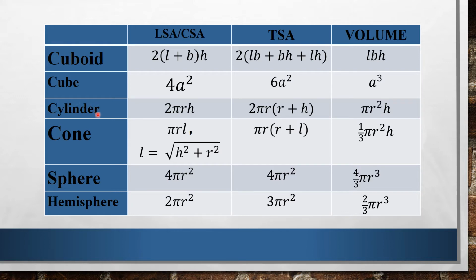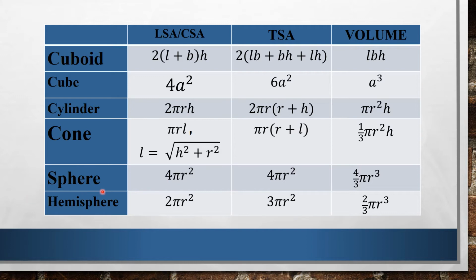For a cylinder, CSA is 2 pi r h, TSA is 2 pi r into (r plus h) and volume is equal to pi r squared h. For a cone, CSA is pi r L, TSA is pi r into (r plus L), and volume is equal to 1/3 of volume of the cylinder, which is 1/3 pi r square h.